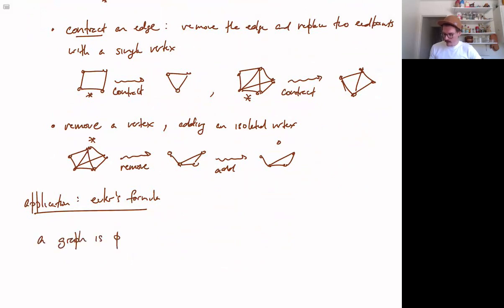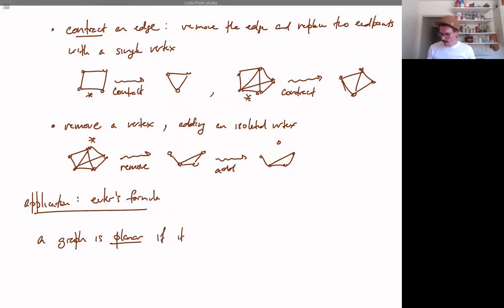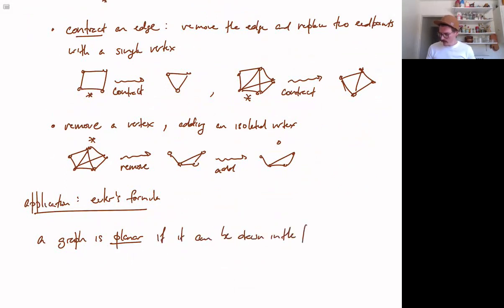A graph is planar, meaning like planar as in the plane, if it can be drawn in the plane without any edges crossing. And such a drawing is called a planar representation.